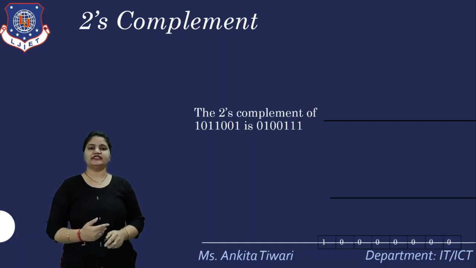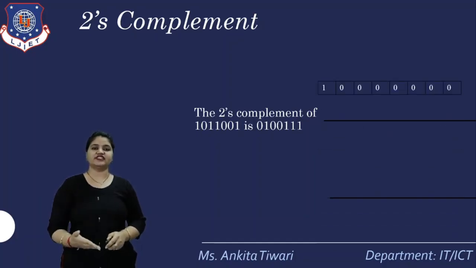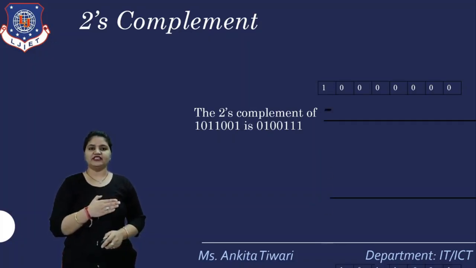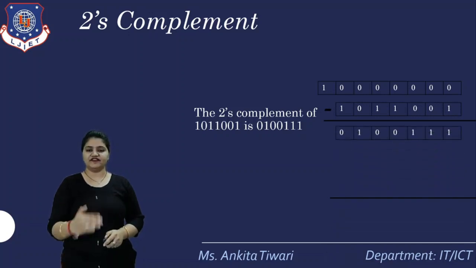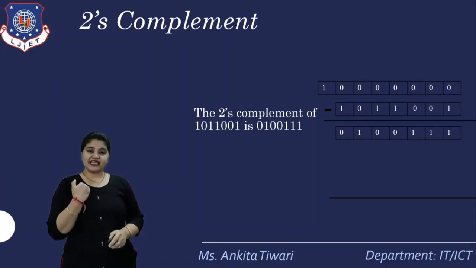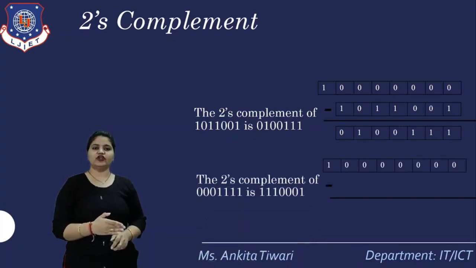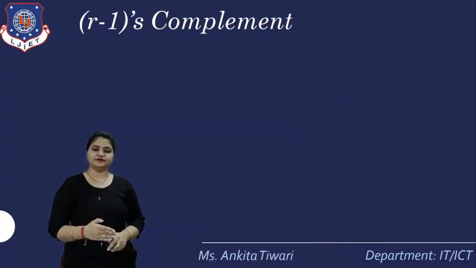Now suppose I'm taking an example of 10110001. It comprises 6 digits. So 1 followed by 6 zeros minus your number itself, and you will get the answer if it is 6 digits. If it is 7 digits, then 1 followed by 7 zeros minus your number, and you will get the answer. This is what 2's complement is.